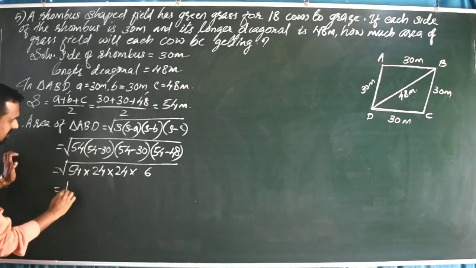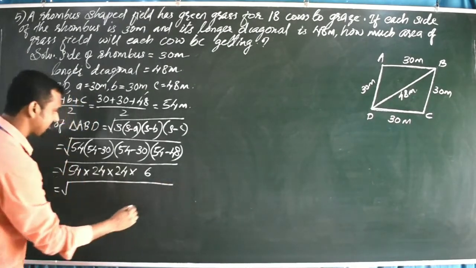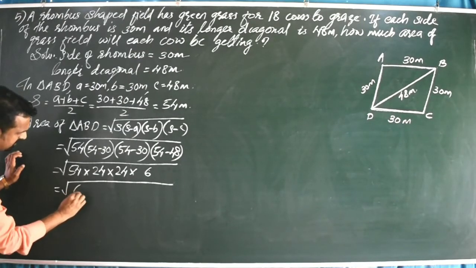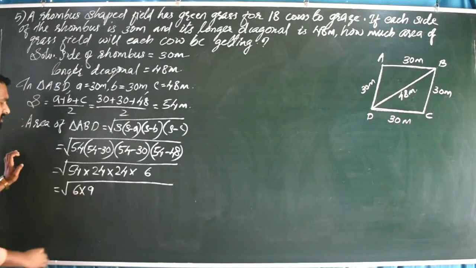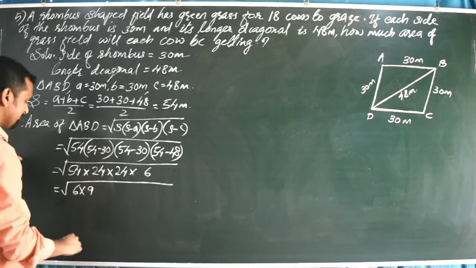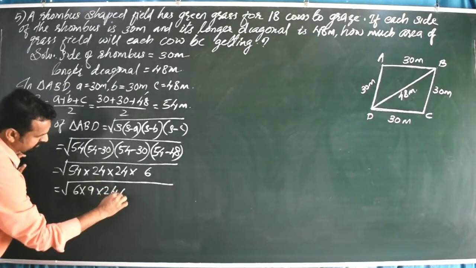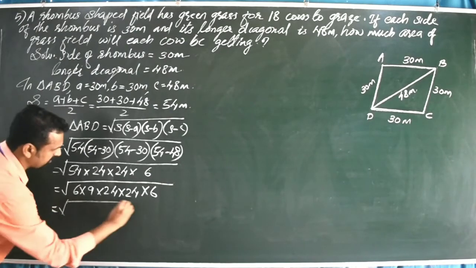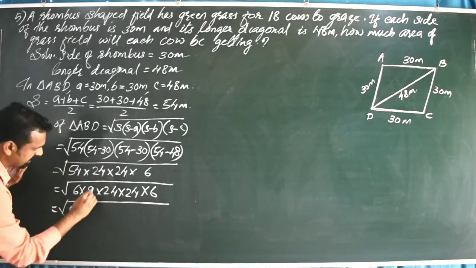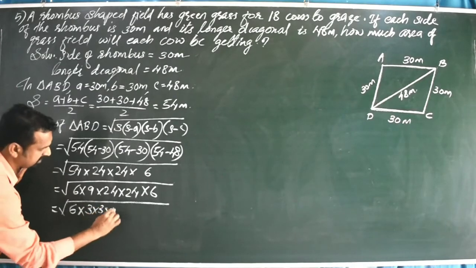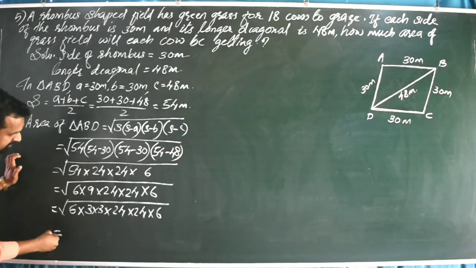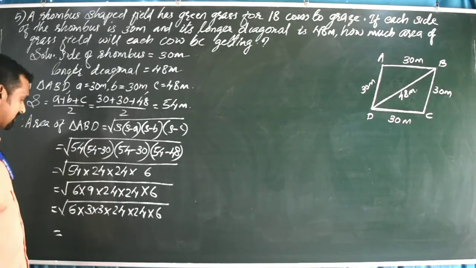Then that is equal to square root of 54 into 24 into 24 into 6. 54 we can write as 6 into 9, since 6 nines are 54. So square root of 6 into 9, we can write as 3 into 3 into 24 into 24 into 6. Now we got all the equal factors, that is why I wrote it like that.